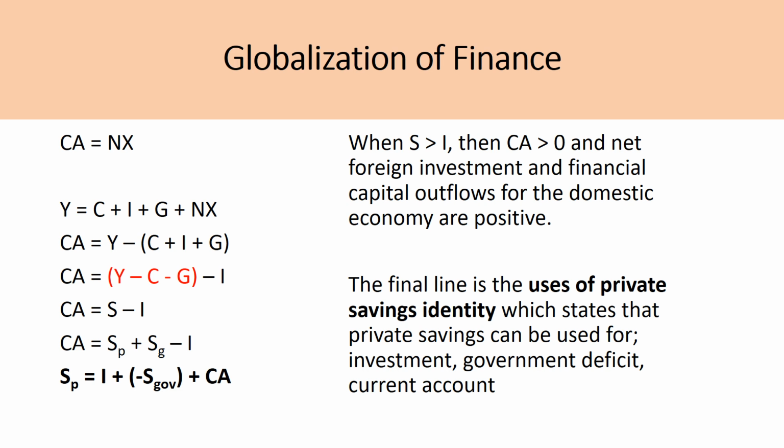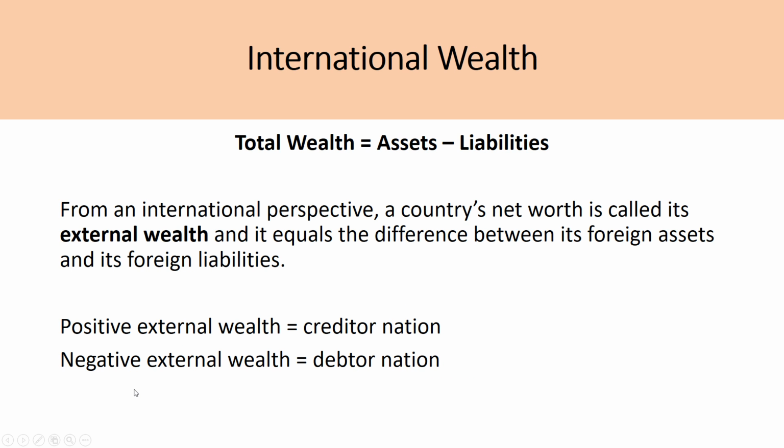And you'd buy, so you would either import goods or export goods, right? And so that's really what the uses of private savings says. Investment, funding the current account, or the government deficit. Okay, now what about international wealth?